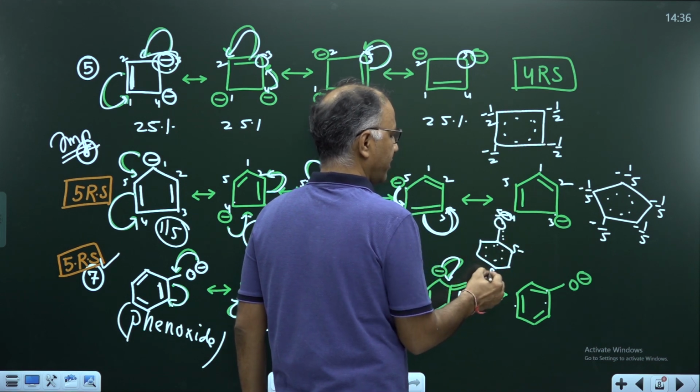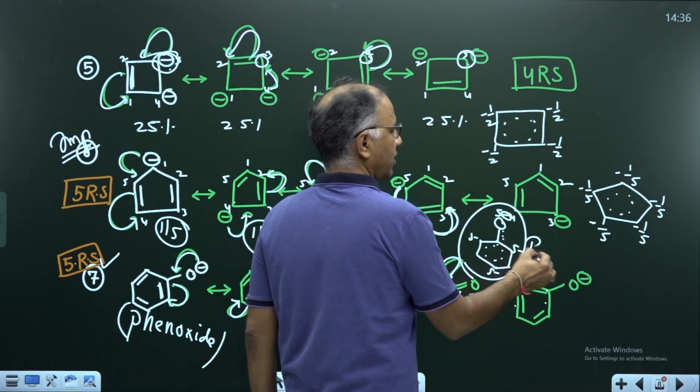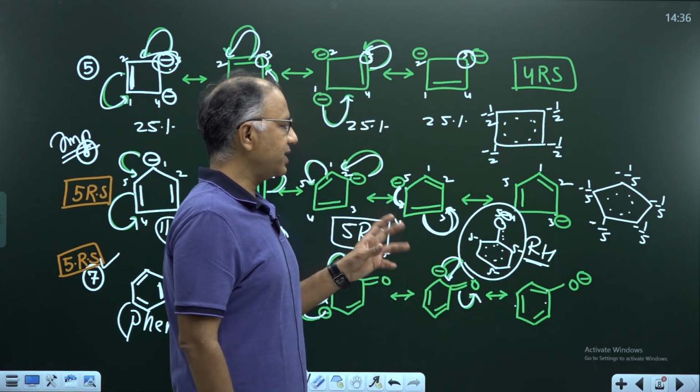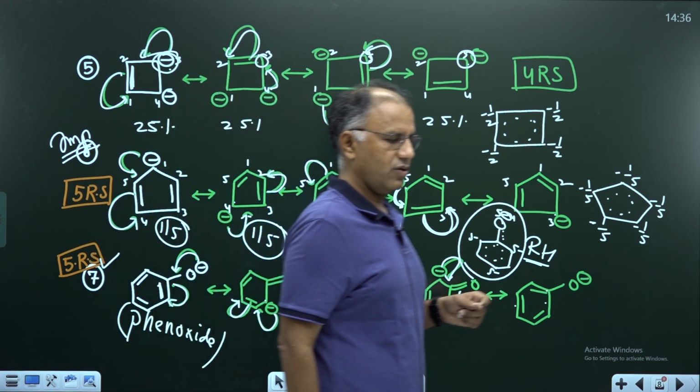Delta minus, delta minus, delta minus, delta minus. This is the resonance hybrid. Now, we cannot write the exact charge. When will we write the exact charge? When the RS are of equal stability. Got it?